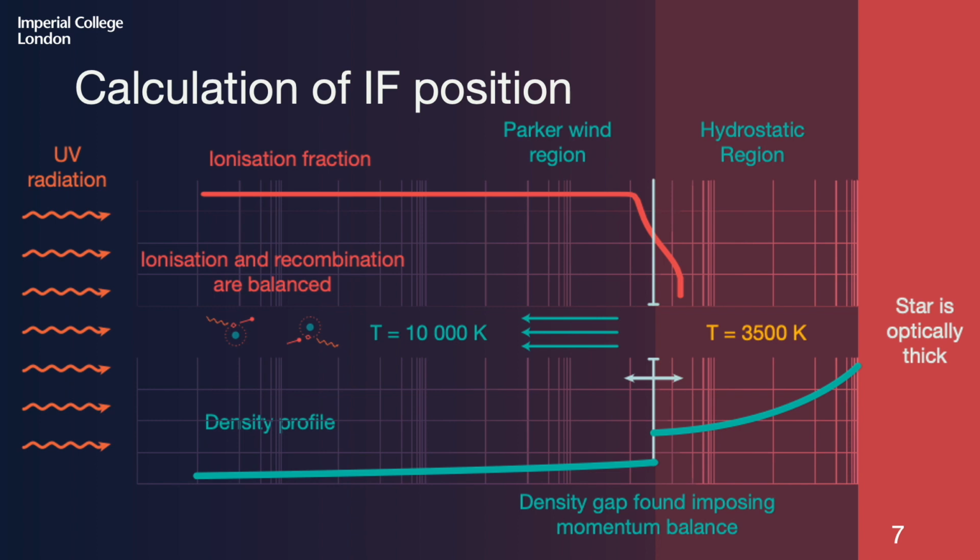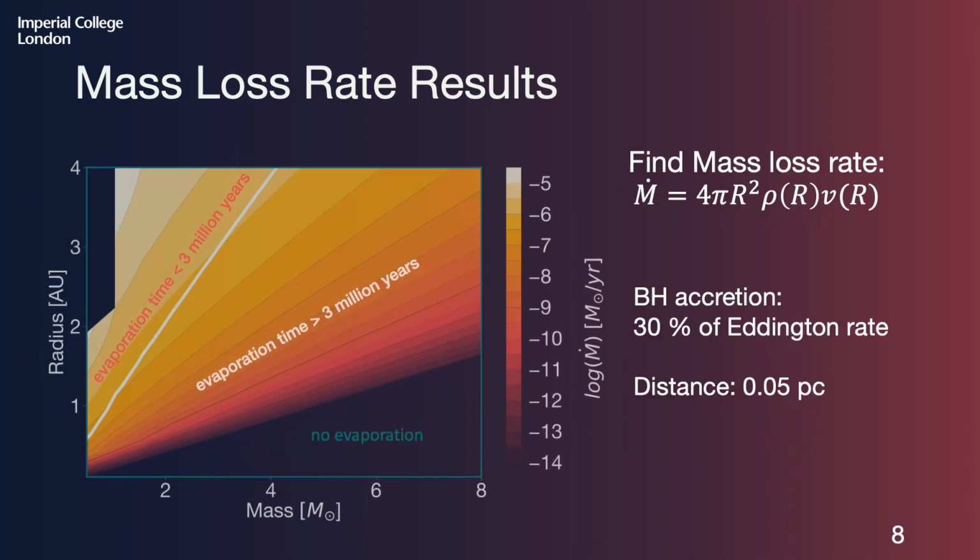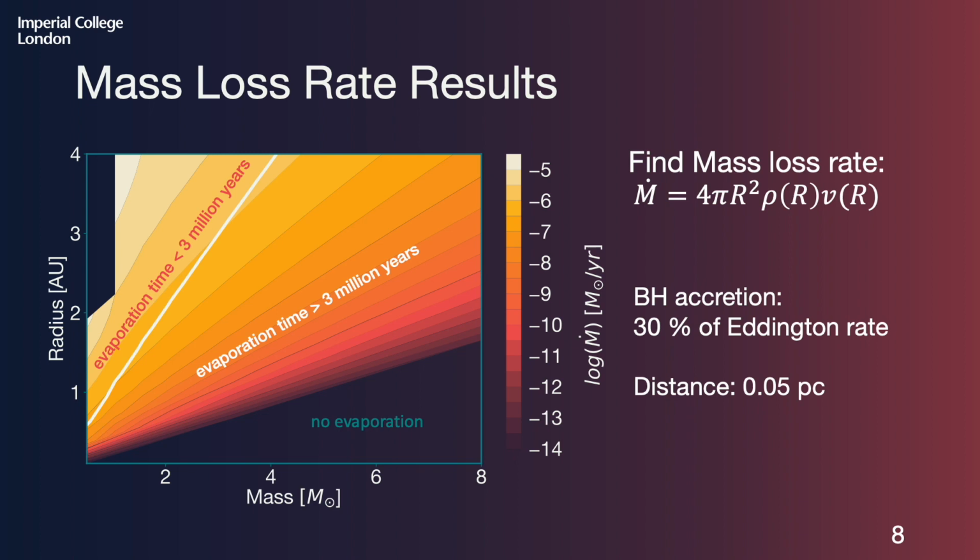But if it doesn't do that, then it means that the position that we chose at the start is not the correct position. So we have to tweak the position of the ionization front until it matches in these two calculations. And that means that for the mass and radius that we chose to solve this model for, that position is the correct solution. And from there, we can actually find the rate at which mass is lost because of our knowledge of the density and velocity at a certain position. This formula allows us to find this mass loss rate.